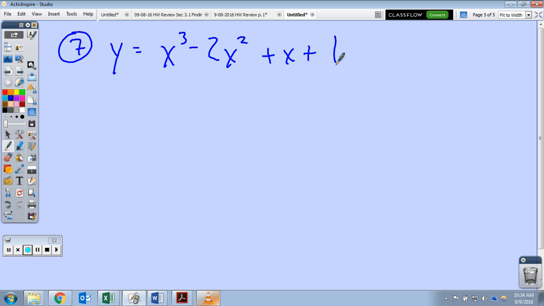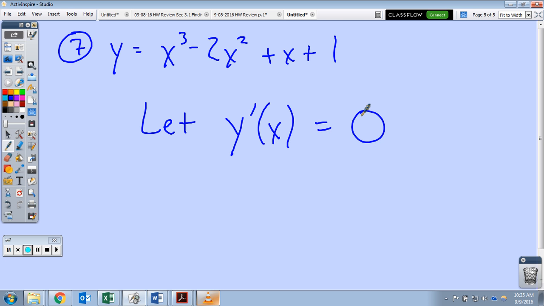So if they say find the horizontal tangent lines of this curve, y equals x cubed minus 2x squared plus x plus 1, I would need to set the derivative equal to 0, because I know that the slope of a horizontal line is 0. So this is the key here. Let y prime of x, another way to write it, be 0.